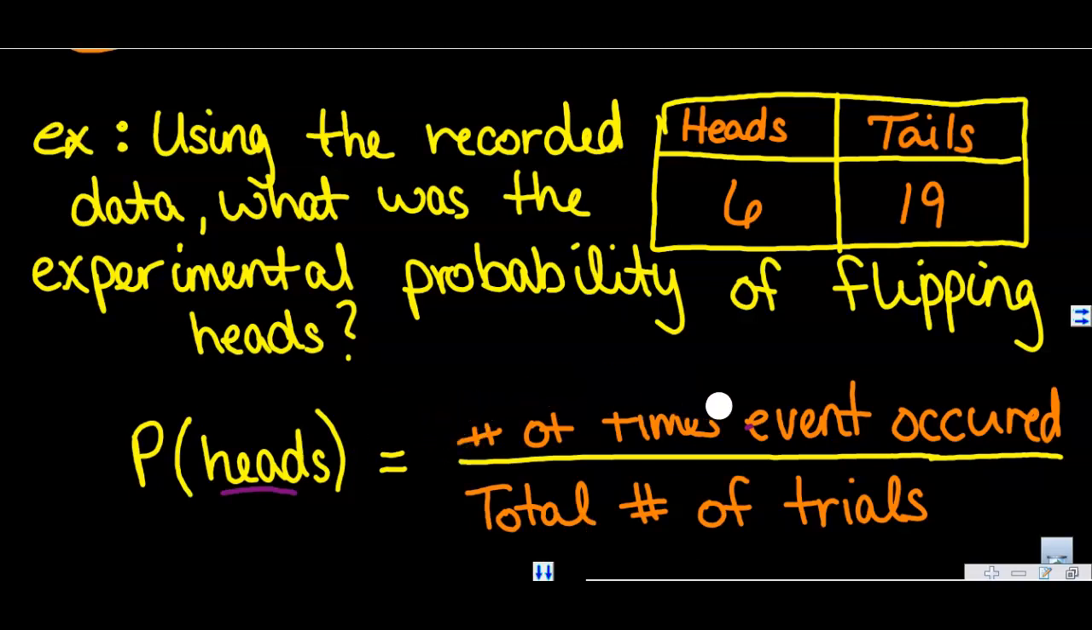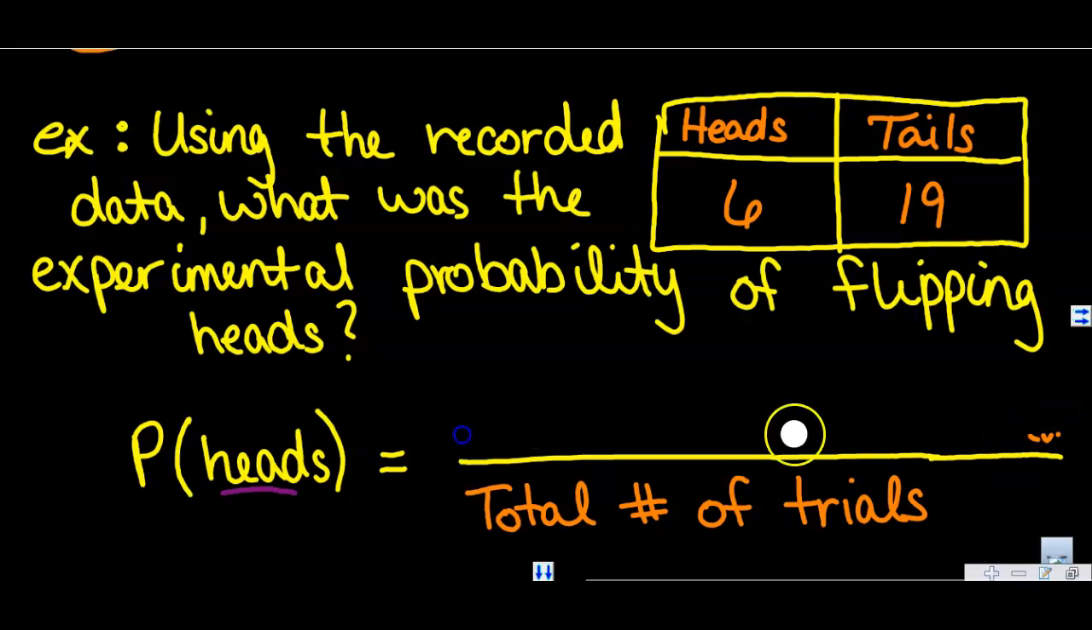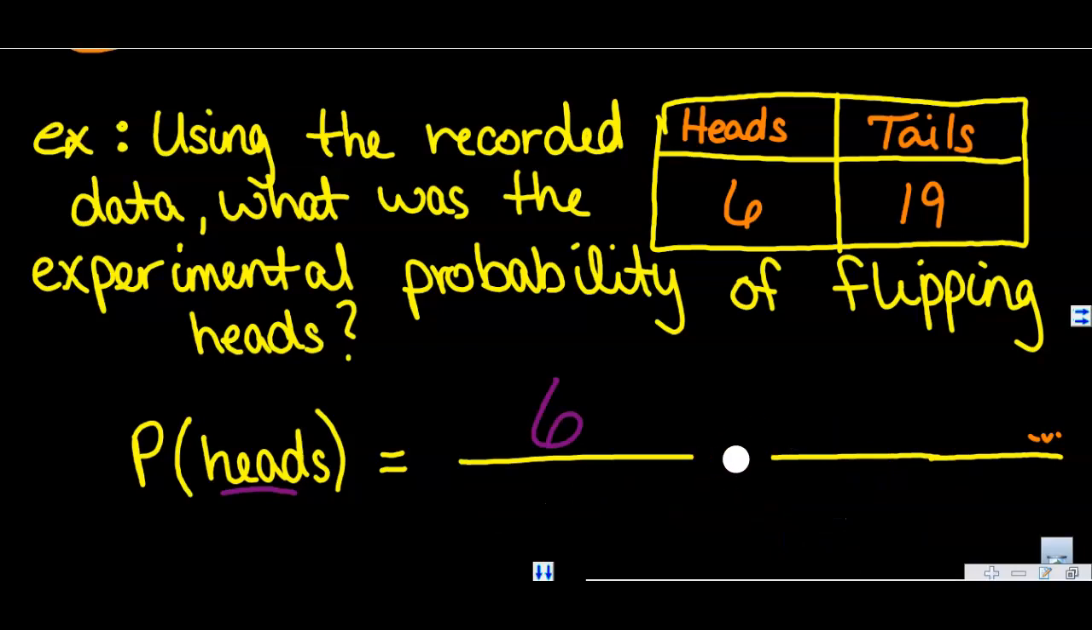How many times did they flip heads? That goes in the numerator here. So 6 versus the total number of times we tried. Taking a look at the table, we've got heads 6 times and tails 19, which gives us a total of 25 times.